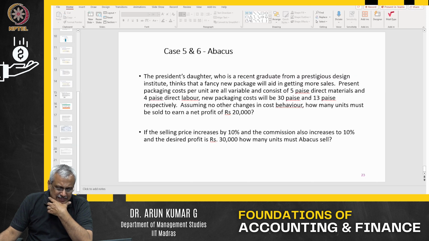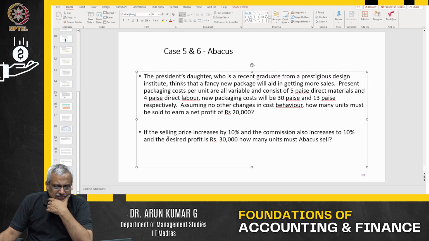So let's go to question 6. If selling price increases by 10%, commission also increases by 10%, and the desired profit is 30,000, how many units must Abacus sell?